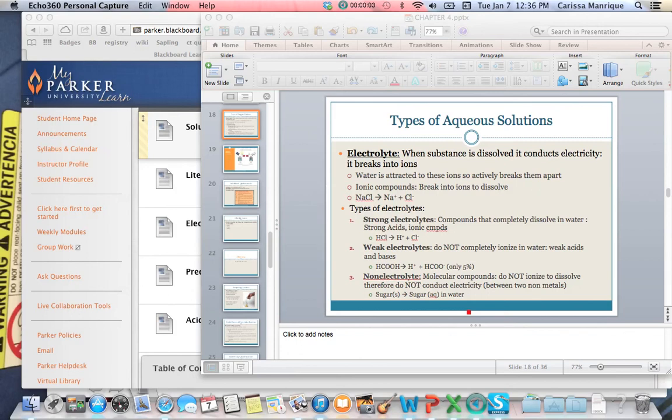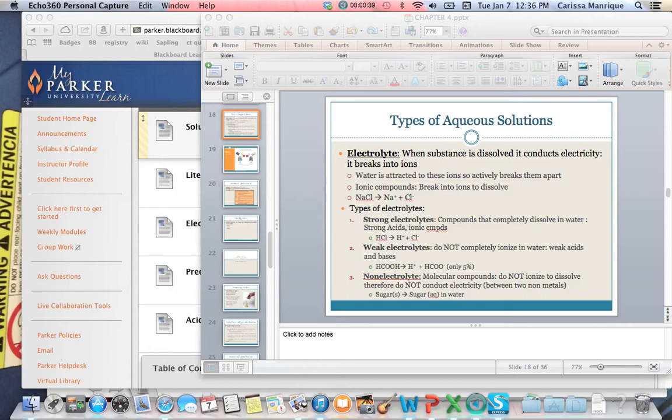So now we're going to go further into solutions, and we're going to look at electrolytes. This is a type of solution. An electrolyte is basically something that, when dissolved in water, breaks up into ions and conducts electricity. A good example is sodium chloride. When sodium chloride is dissolved in water, it breaks up into Na+ and Cl-, okay? Anytime you have free ions like that, so charges in solution, it creates electricity.